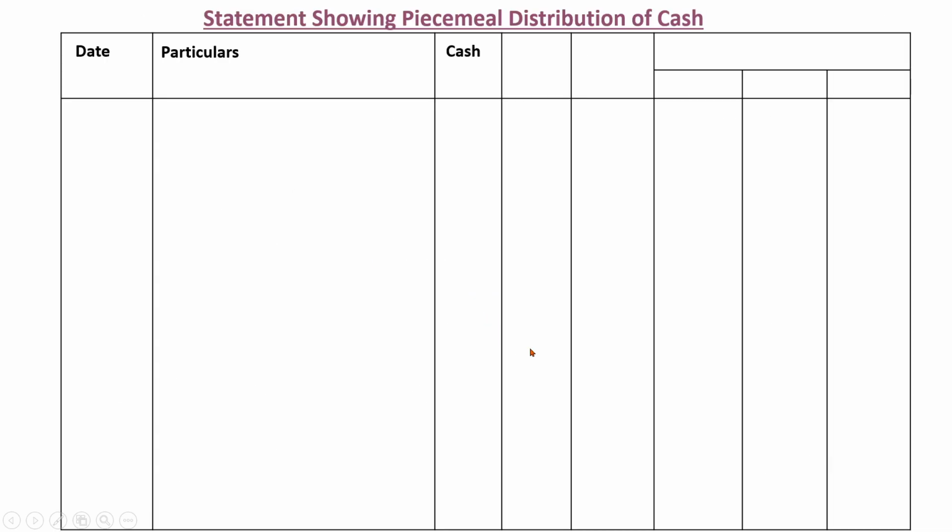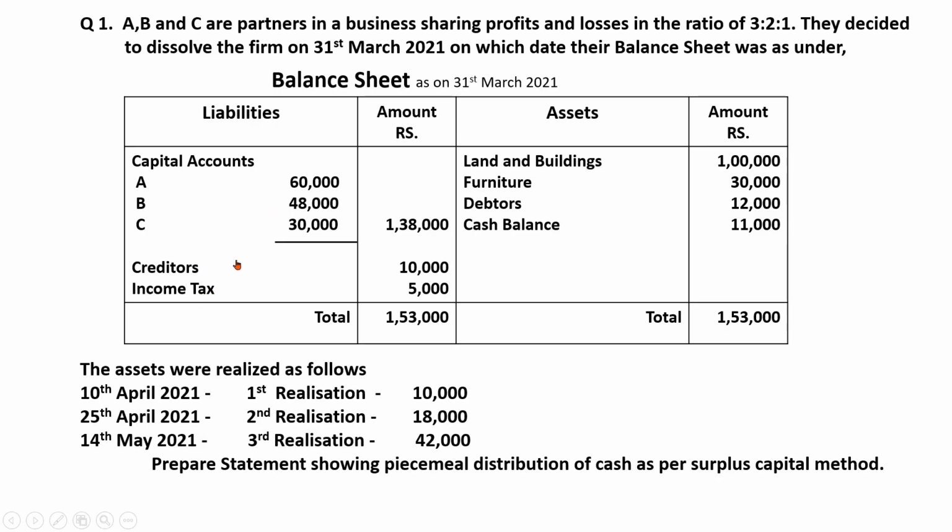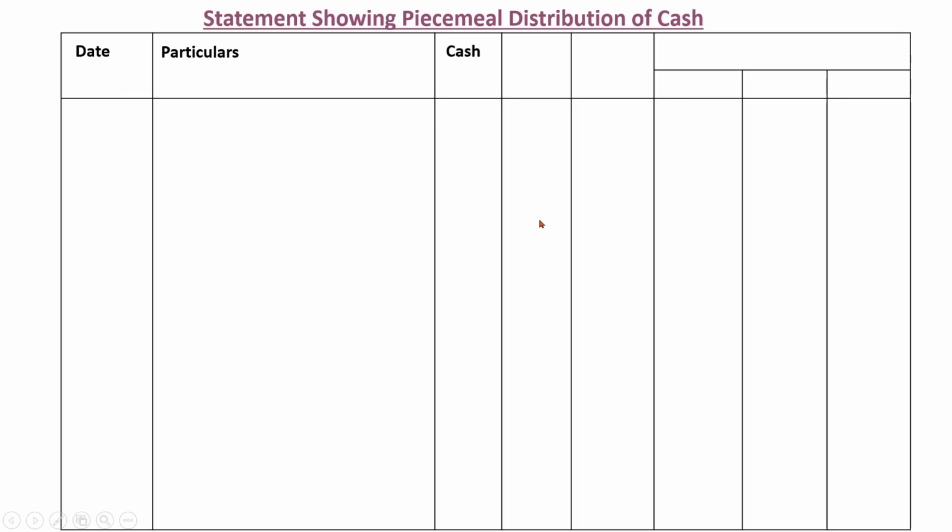Now in this statement we need to make columns according to the liabilities. As I said, the first three columns, that is date, particulars, and cash, are common. In every question we have to prepare these three columns. After that, the remaining columns depend on the liabilities. In this question, income tax and creditors are the outside liabilities, and between these two we have to pay income tax first and then creditors. So here we now have the next two columns, one for income tax and the next for creditors.